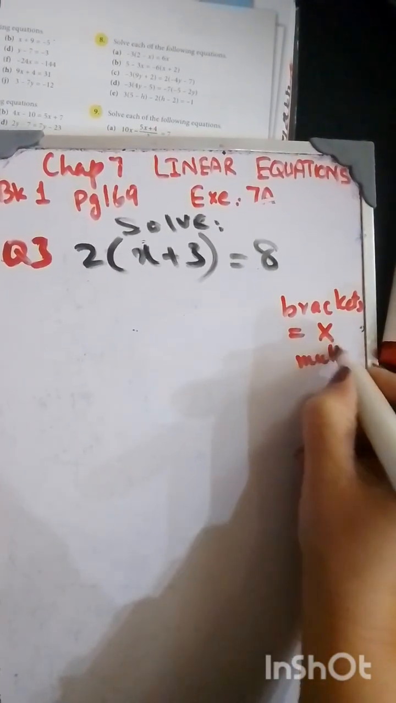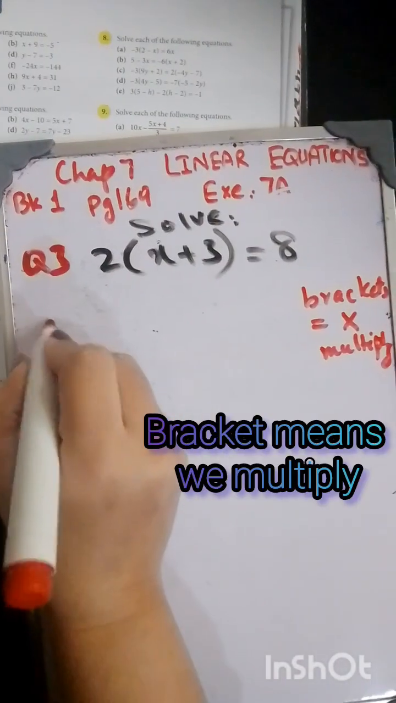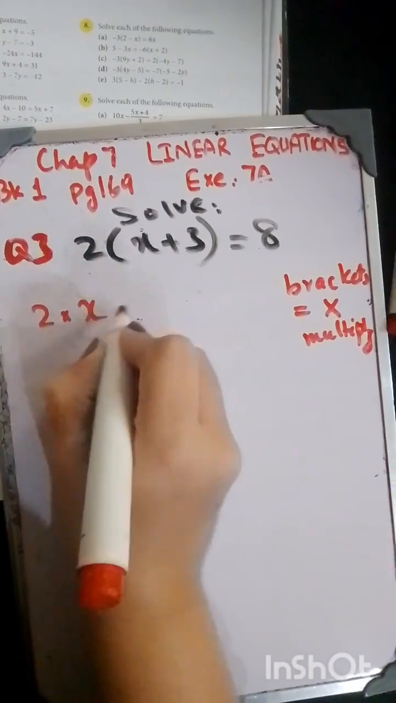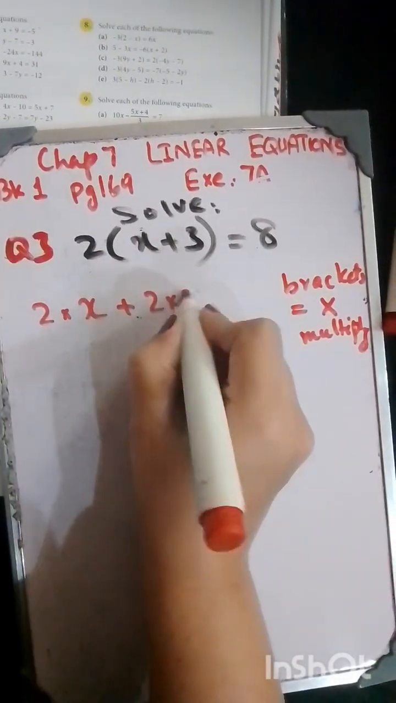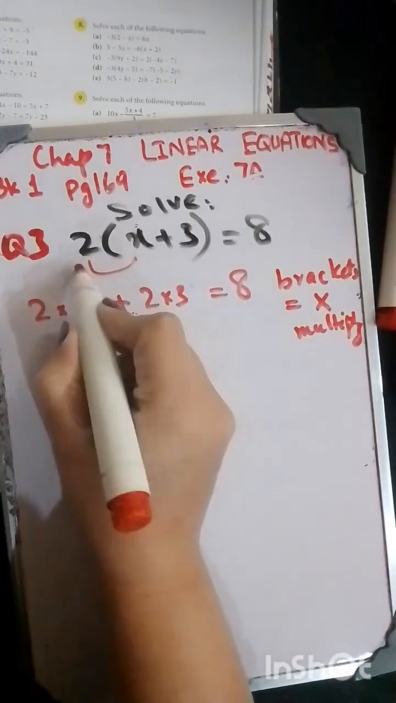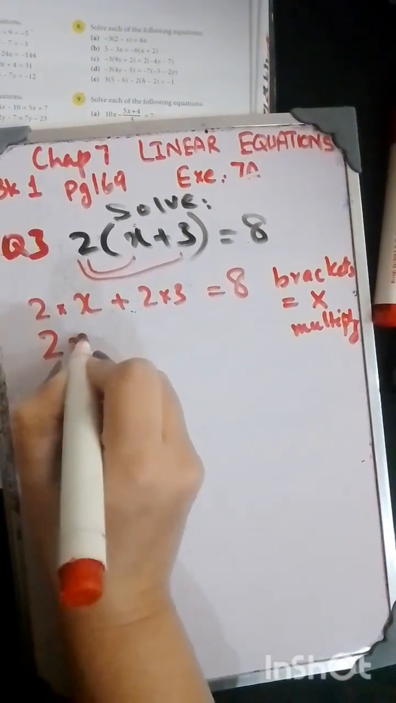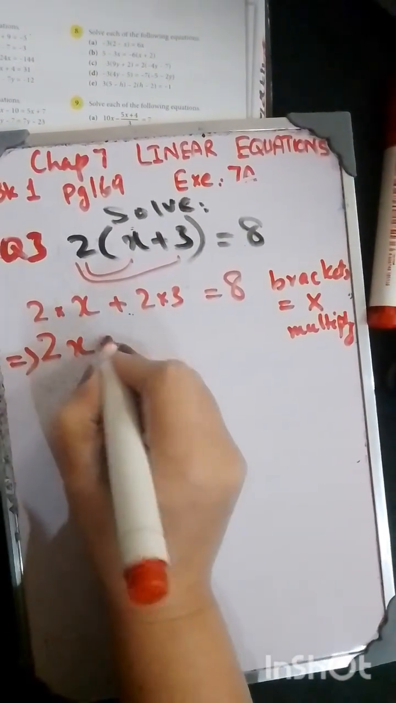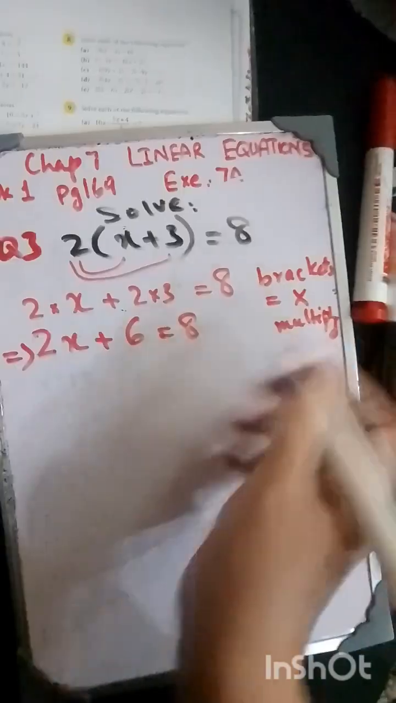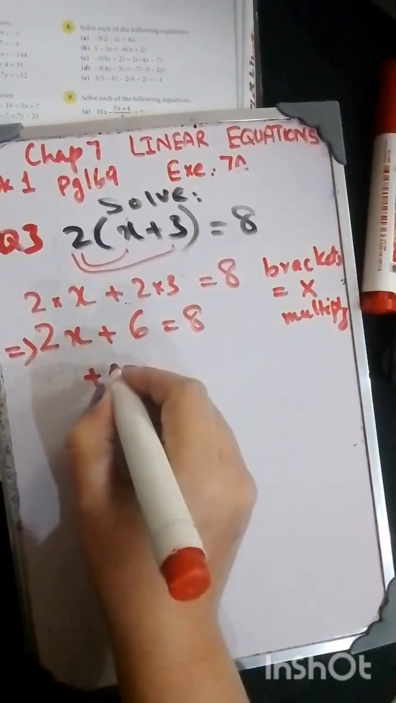We already know that bracket means multiply. We have to multiply the numbers inside with the number written outside, that is 2. So 2 times x is 2x and 2 times 3 is 6. Each and every component will be multiplied by the number outside. Here we have only two components, x and 3. So it is 2x plus 6 equals 8.